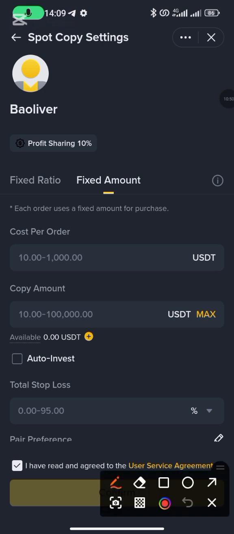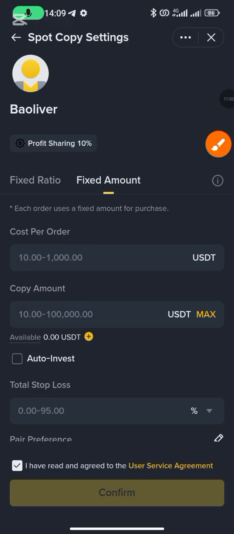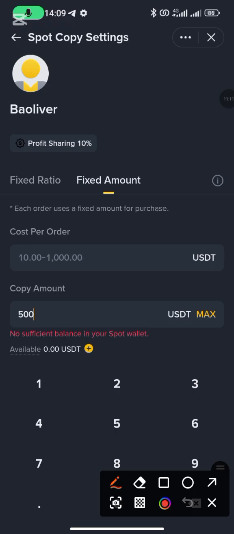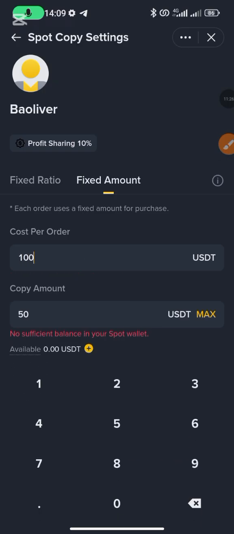Now you see this is cost per order and this is copy amount. Now there are two different things. Copy amount means the total amount of money you want to use to copy this trade. So let's assume we have $500. We type in $500. This is the total amount that we want to invest for copying this particular trader. Now you see this place they wrote cost per order. This cost per order is, let's assume that this particular trader is going to open 5 different trades. For each order, how much do you want to use to copy it? So you can say I want to use $100 to copy each order.